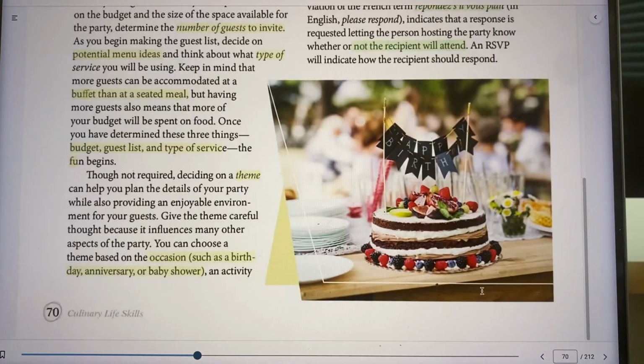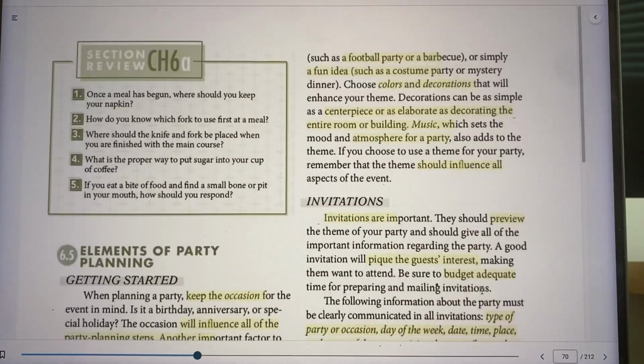So now you can think of a theme, the theme of your party, and what would be fun, what would be enjoyable for your guests. You give the theme very careful thought, and this will be important. And a lot of times, being creative is really a good thing for a creative person to put on a party. So you can choose the theme based on the occasion, if it's a birthday or anniversary, or an activity such as a football game or barbecue. Or maybe even a fun idea like you're having a costume party or something.